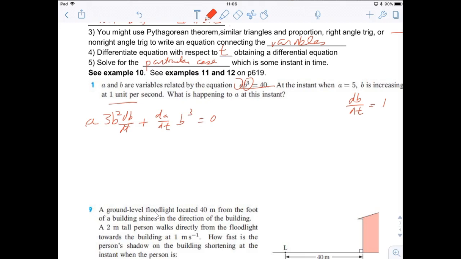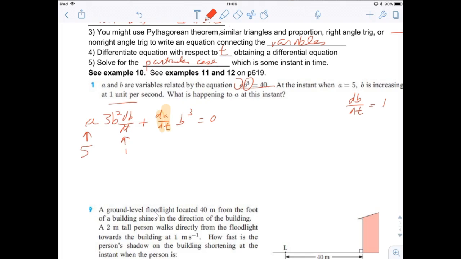And then they say what is happening to A. What they really want to know is dA/dt. How are we supposed to figure out dA/dt? There are all these variables. Well, they did tell us that A equals 5, so we know this is 5. They did tell us that dB/dt equals 1, so this is 1. So all we're really missing is B.